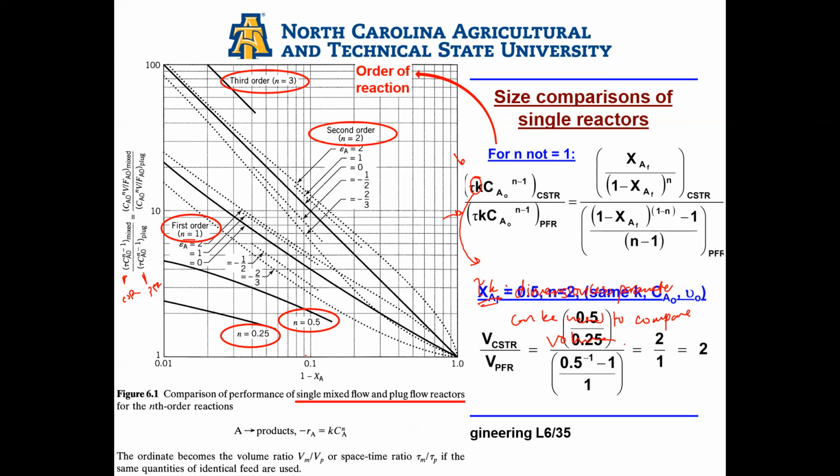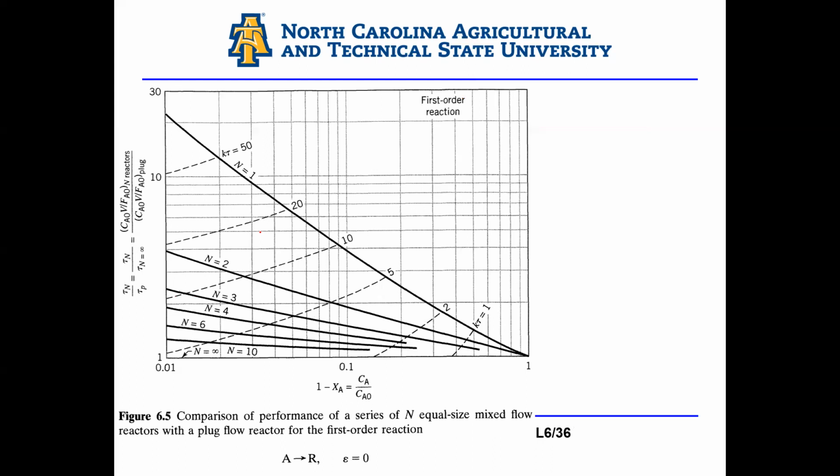So if I have a PFR and I have a conversion of 90%, so 1 minus XA is 0.1, and I look here, it seems that I will always need a larger CSTR to achieve the same conversion. So basically, in terms of volume, in terms of space, a PFR is much more efficient than a CSTR. This is really the idea we're trying to convey here. And this is just a comparison of the two. You can read the slides for week number 4.